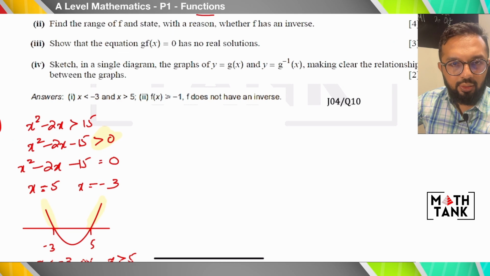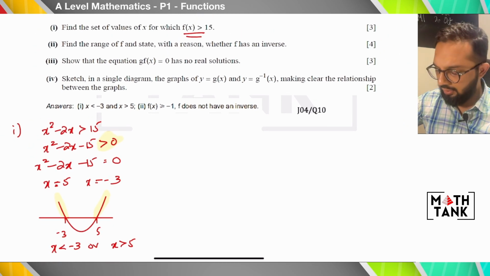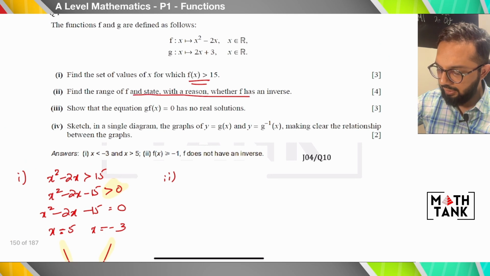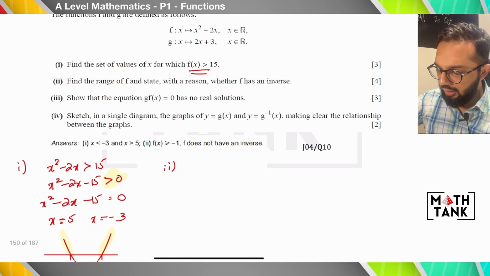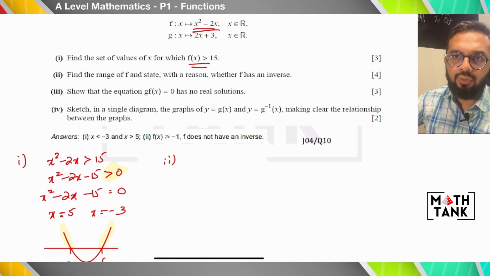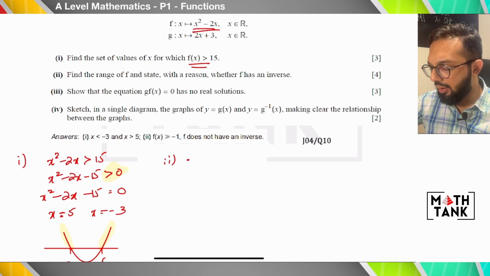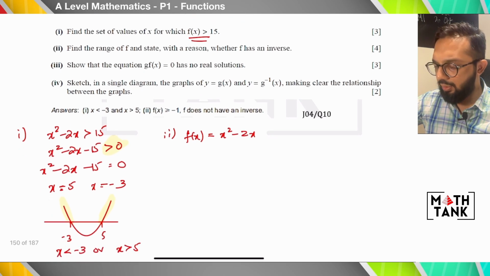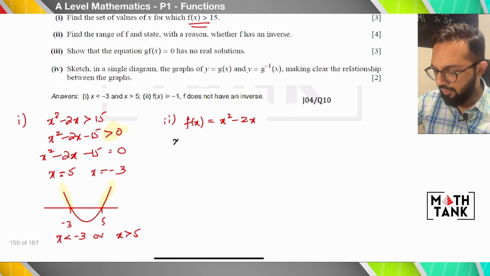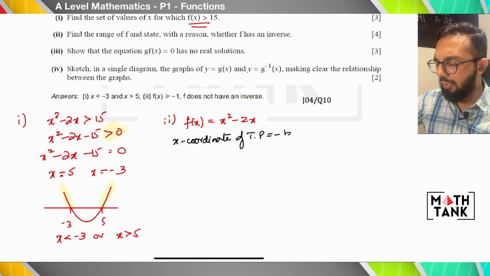Then let's look at part 2. Part 2 says find the range of f and state with a reason whether f has an inverse or not. So in order to find the range of a quadratic function, I must have its turning point. So my function is f of x equals x squared minus 2x. In order to find its turning point, I can use the x coordinate of the turning point formula, which is, or I can use my calculator, minus b over 2a. So minus b over 2 times 1.